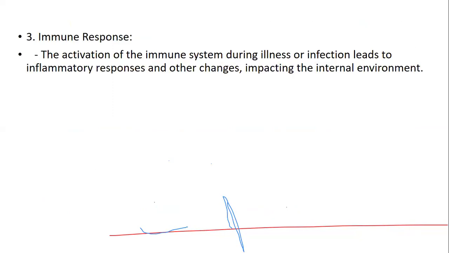And then we also have other internal factors like the immune response. Like if someone is ill or has an infection, then we may have inflammation. Inflammation is like when you get stung by a bee and then the area where you have been stung becomes swollen, becomes hot, it becomes painful. Those are signs of inflammation, okay? And so the internal environment will definitely be impacted.